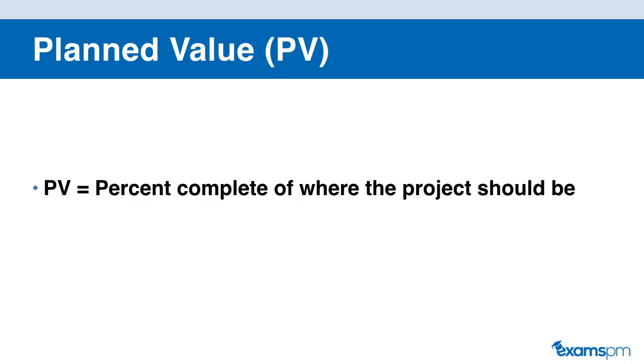The PV is the percentage complete of where the project should be. Before you begin your project, you should be planning out your budget as well as your schedule. So this is going to tell you at any point in time in your project how much you have planned to spend and how much you planned to progress on your project. So this is what your planned value is.